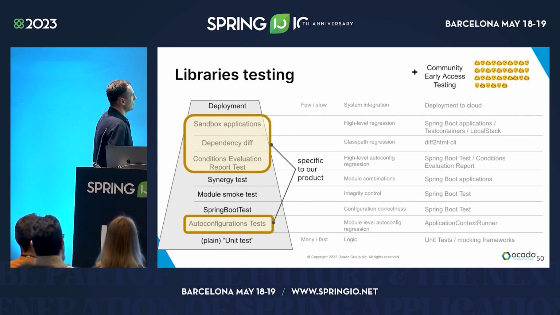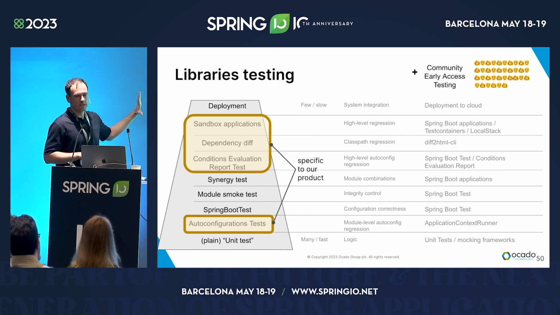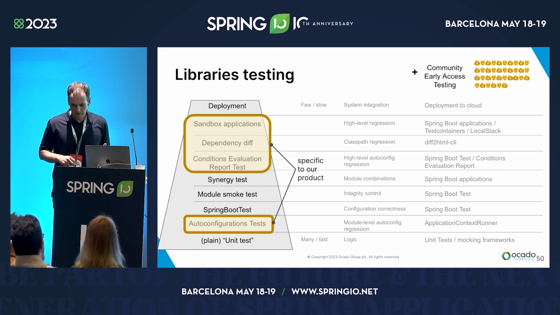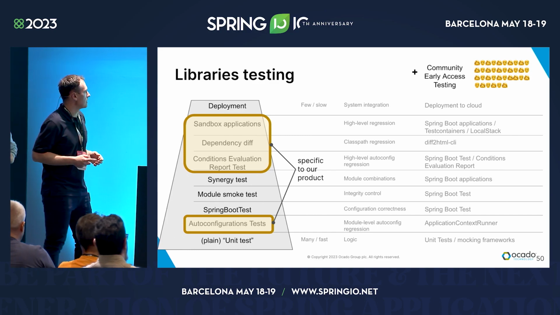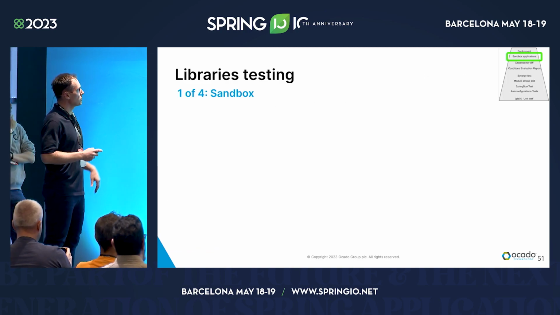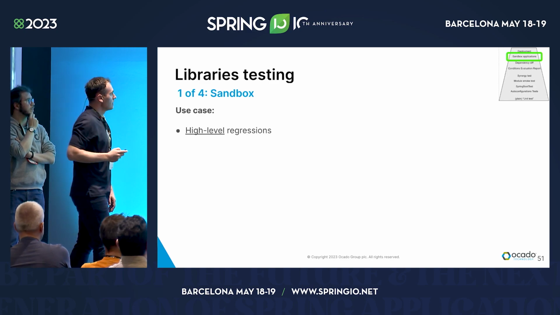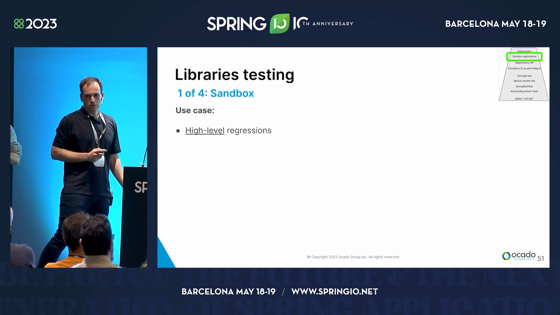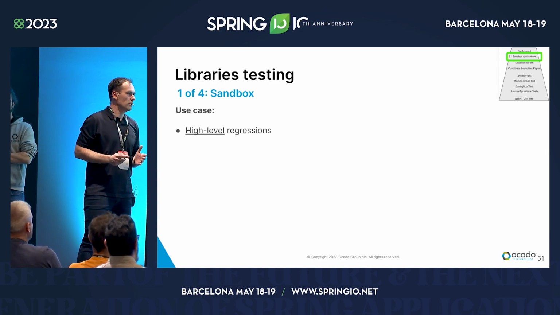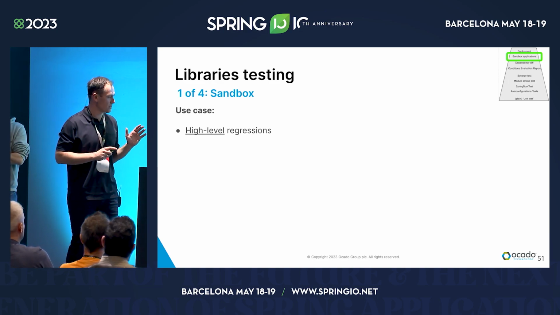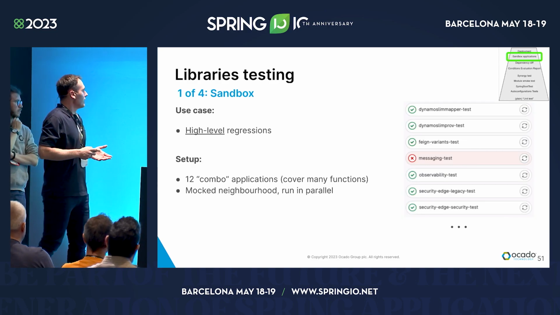And today we'll only focus on 4 types of tests that we think are interesting, and some of them are, I think, specific to library testing. From top to bottom, you'll see a small thumbnail at the top to help us navigate. What we call the sandbox test, the first of 4, is for detecting high-level regressions. Depending on whether you use Fowler's terminology, it's an out-of-process test, I would say.